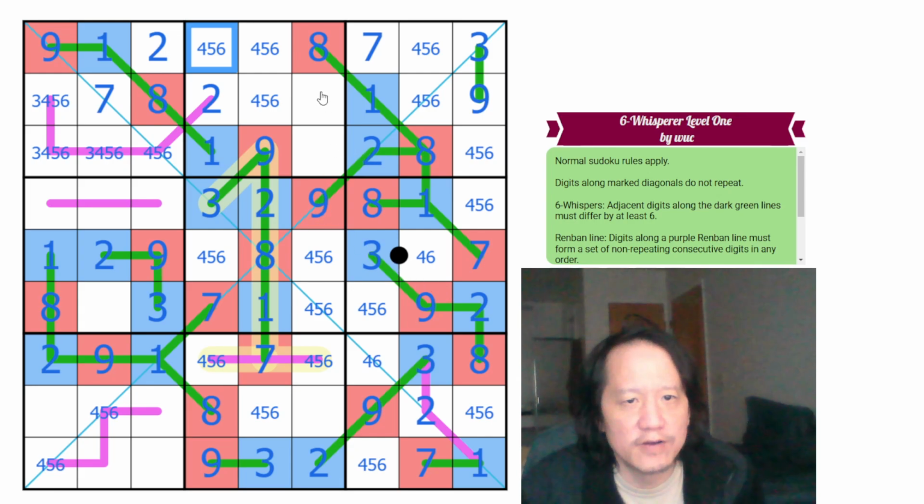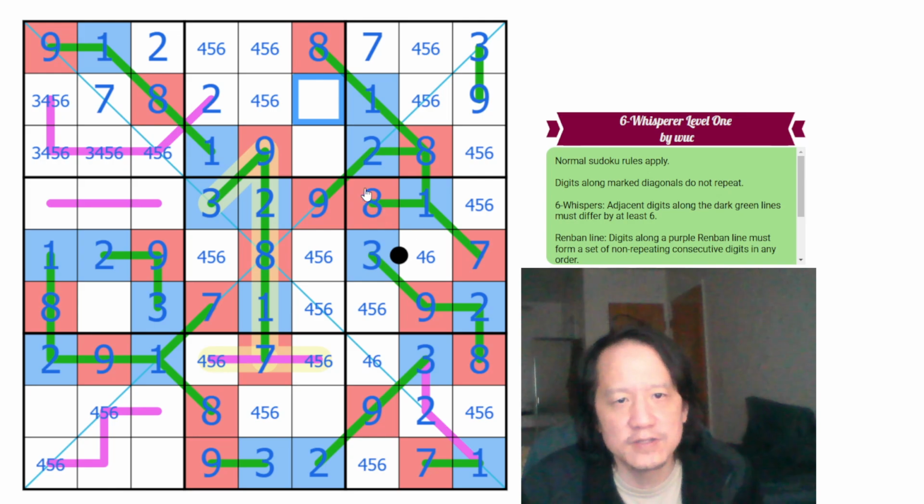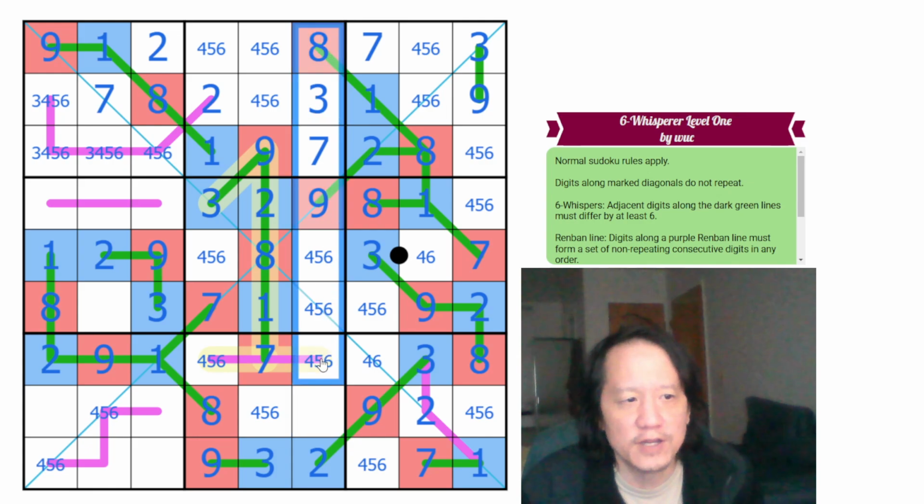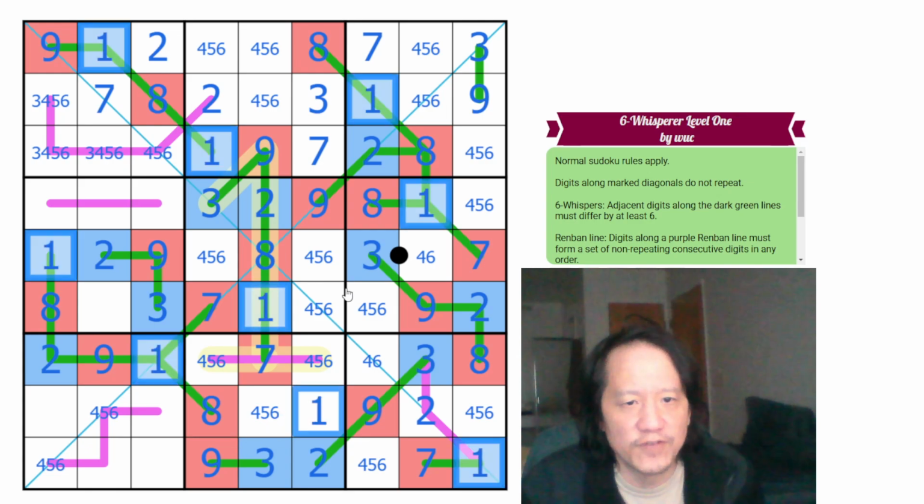Now we have a 3, 7 pair in the rest of box 2 because we have a 4, 5, 6 triplet. Therefore, this can't be 7. This must be 3, which makes this a 7. The remaining cell that's not filled with anything must be a 1 then. So this has to be a 1. We could figure that out by just normal Sudoku rules.